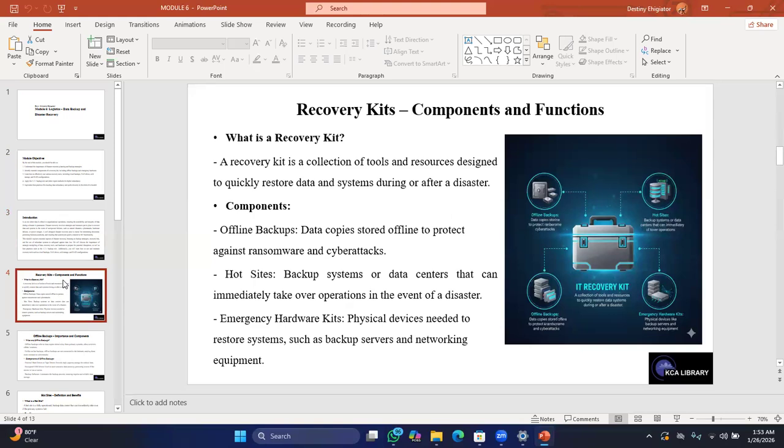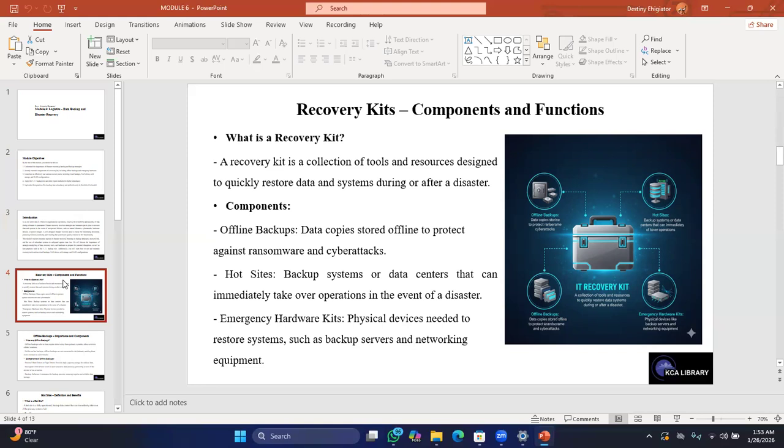What is a recovery kit? A recovery kit is a collection of tools and resources designed to quickly restore data and systems during or after a disaster. What are some of the things that make up a recovery kit? We have offline backups, we have hot sites, and we have emergency hardware kits. Offline backups are data copied offline to protect against ransomware and cyber attacks. So when ransomware happens, you have your data offline.